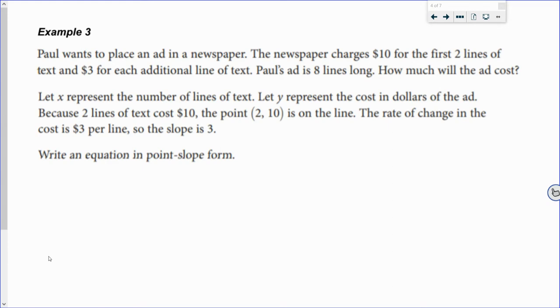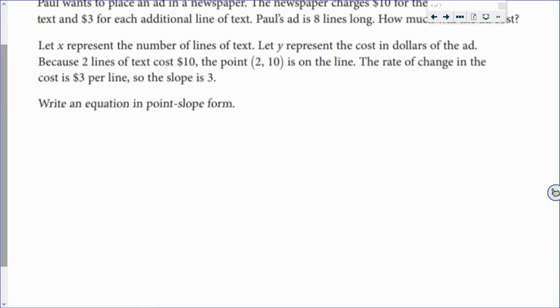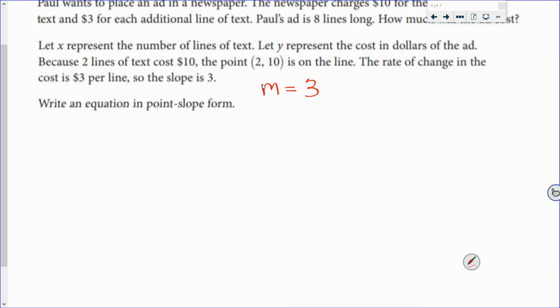Well, one of the first things I would encourage you to do is to write down a few important things. First of all, on your paper, I would encourage you to write down that the slope here, the rate of change, and they tell us that, is 3. And also it includes this point, (2, 10). That information is vital because remember, in point-slope form, if we have a point and we have the slope, we can write an equation.